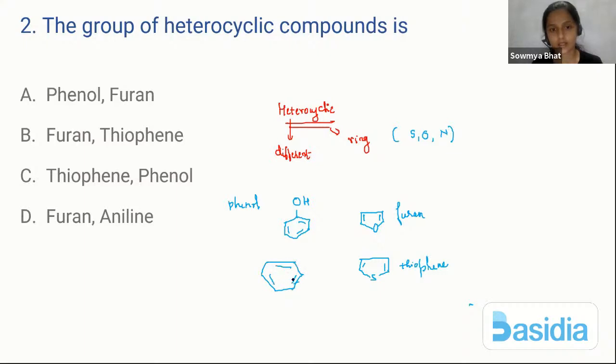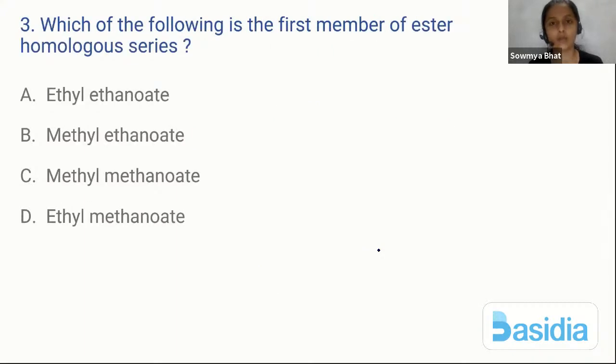Aniline is this one. According to the definition, the compound which has a hetero atom in the ring, you can see these have oxygen and nitrogen outside the ring, whereas furan and thiophene have the hetero atom inside the ring. So furan and thiophene would be the answer. So this is a set of compounds which have the hetero atom inside the ring, which are called heterocyclic compounds. We'll move on to the third question.